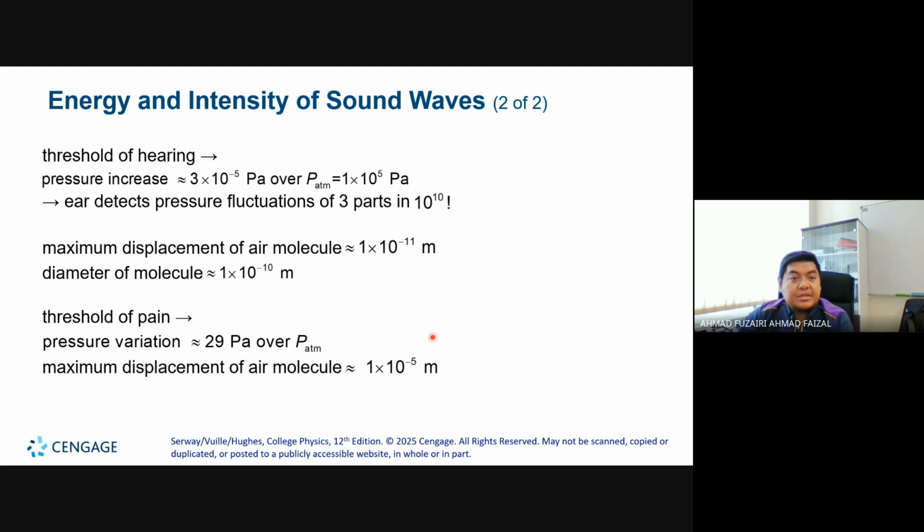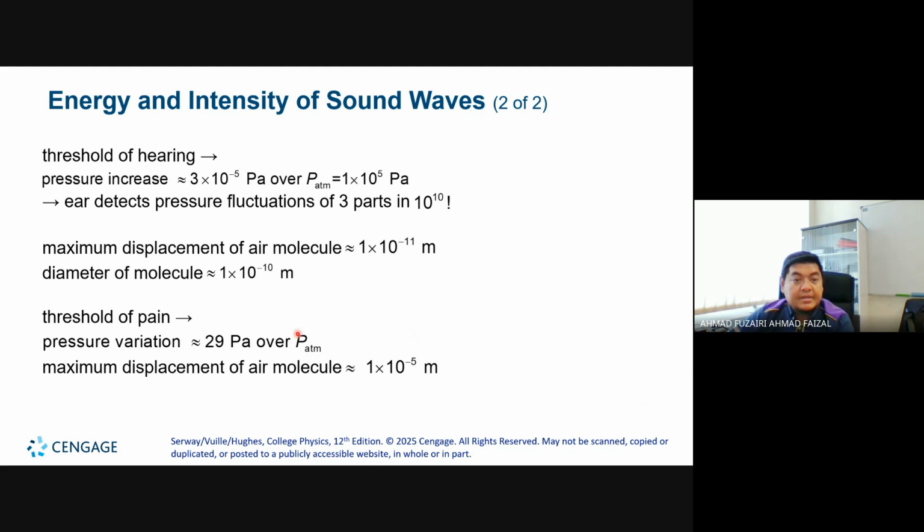So now we look at another comparison. If we compare this displacement with the diameter of a molecule, which is about 10 to the power of negative 10 meters, we see that the ear is an extremely sensitive detector of sound waves.